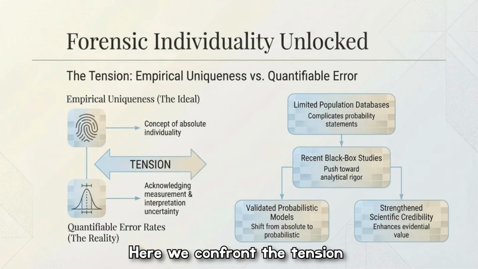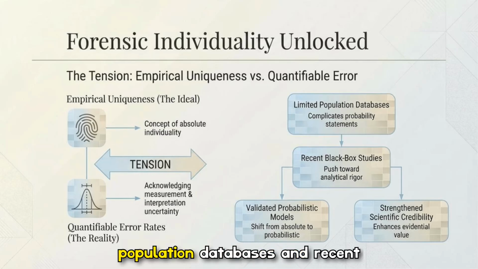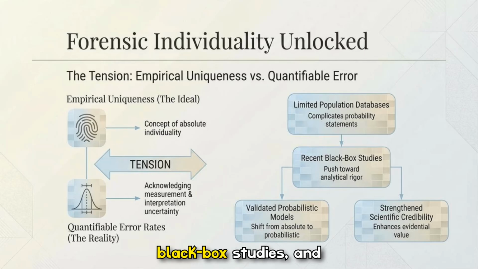Here, we confront the tension between the ideal of absolute individuality and the practical reality of measurable error, noting limits like small population databases and recent black box studies, and describing how validated probabilistic models help shift conclusions from absolute claims to scientifically supported, quantified statements.